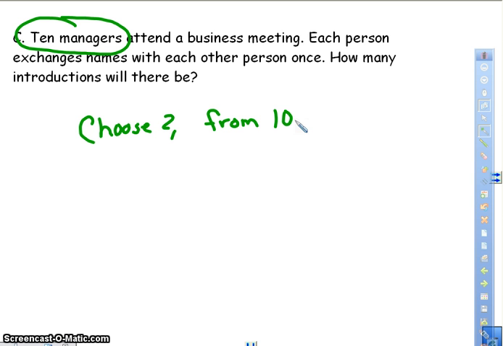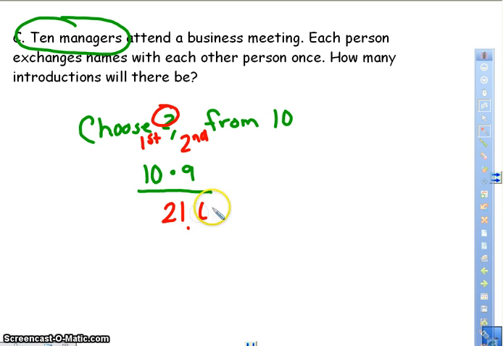So the top number will be 10 times 9. So you have 10 people to choose from for the first person and 9 people to choose from the second. You're not going to introduce yourself to yourself. It doesn't make any sense. And so since it's between 2 people, I'm choosing out of 2. So it's going to be 2 factorial, which means 2 times 1. So I have 10 times 9, which is 90. I know 2 times 1 is 2, and then 90 divided by 2 is 45. So I have 45 different combinations.